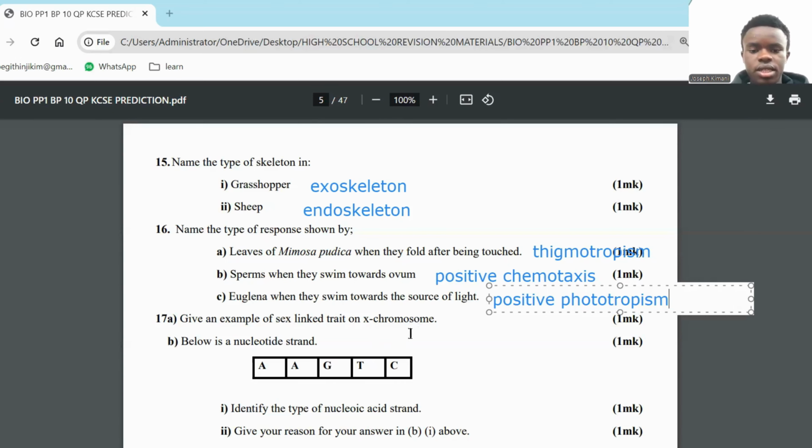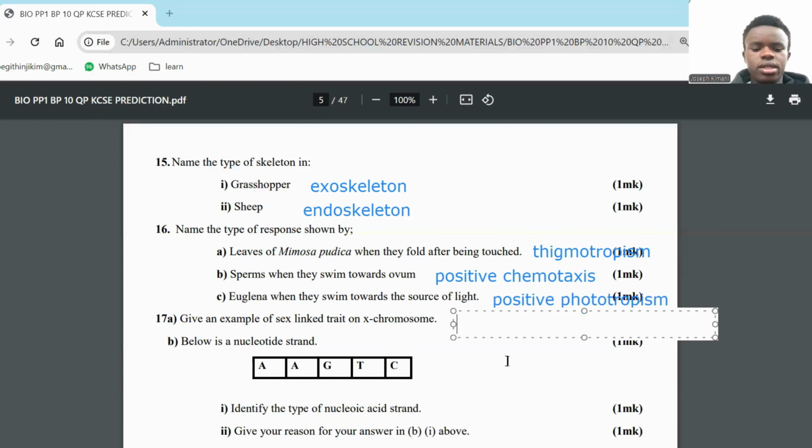The next question: give an example of a sex-linked trait on the X chromosome. There are several, but we are just going to mention one now. We can talk of hemophilia.